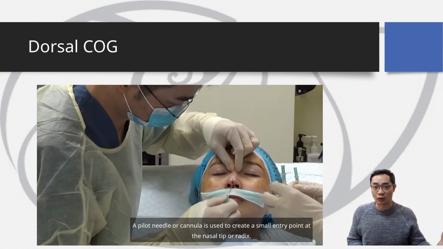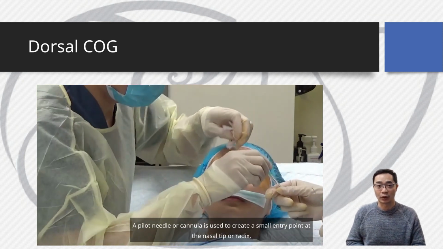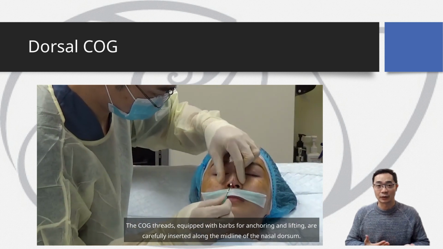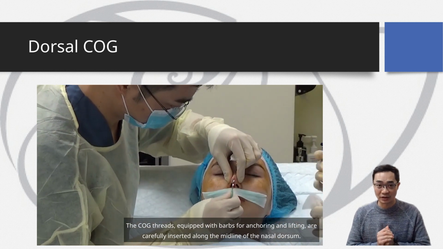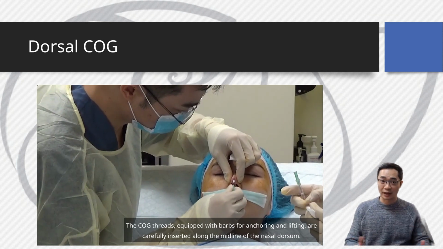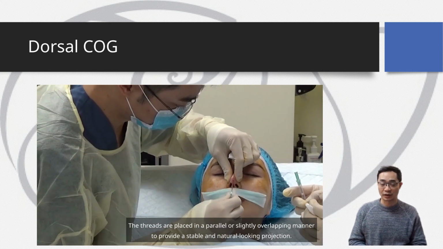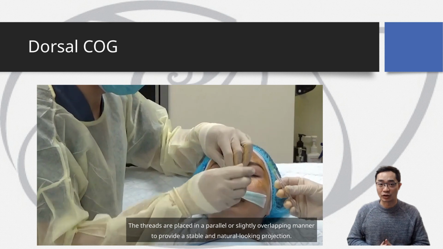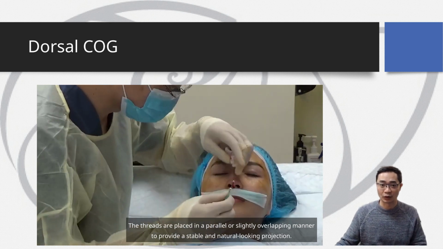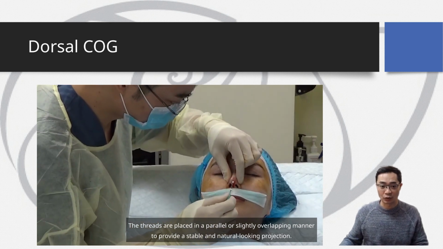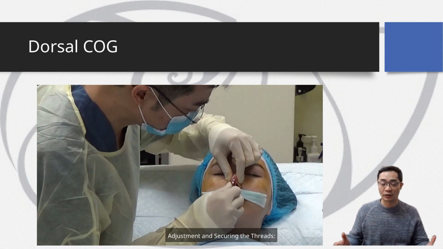A pilot needle or cannula is used to create a small entry point at the nasal tip, or radix. The COG threads, equipped with barbs for anchoring and lifting, are carefully inserted along the midline of the nasal dorsum. The threads are placed in a parallel or slightly overlapping manner to provide a stable and natural-looking projection.